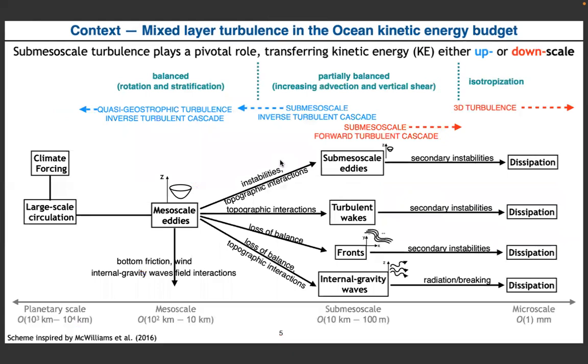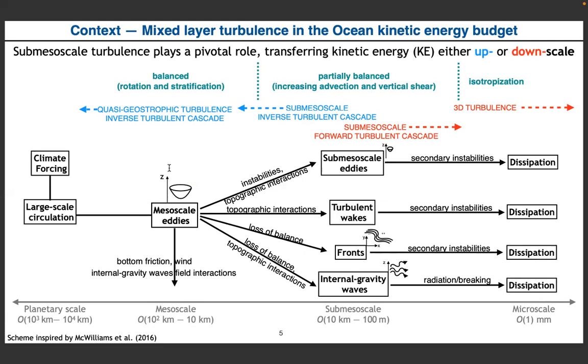We look at turbulence from an energetic perspective, and this is a scheme of kinetic energy transfers in the ocean for the upper circulation at mid-latitude. At the planetary scale, we have the wind, which forces the upper ocean circulations. Then these currents destabilize and form mesoscale eddies. This reservoir is key for the global ocean energy budget because it accounts for most of the surface kinetic energy. In the mesoscale range, the dynamic is mainly balanced, and it's characterized by an inverse turbulent cascade, meaning that kinetic energy is transferred toward larger scales.